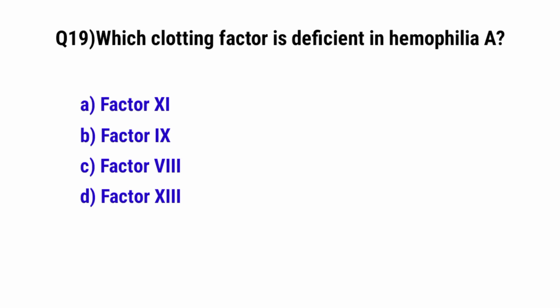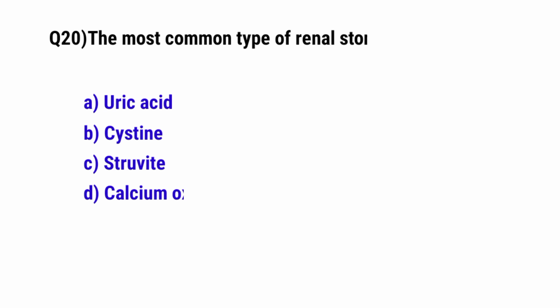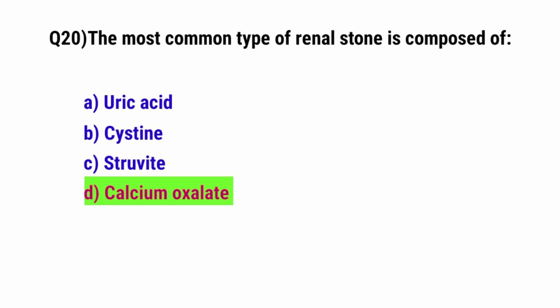Question number 19. Which clotting factor is deficient in hemophilia A? The correct option is D. Factor 8. Question number 20. The most common type of renal stone is composed of? The correct option is D. Calcium oxalate.